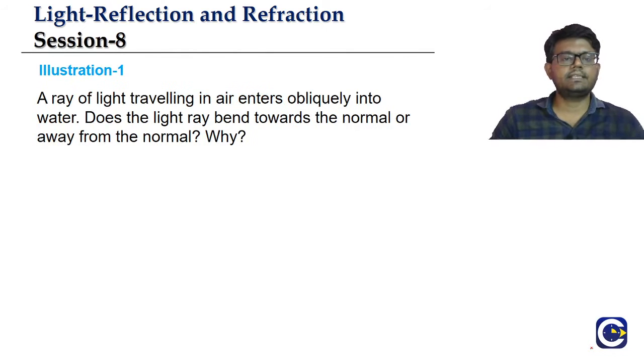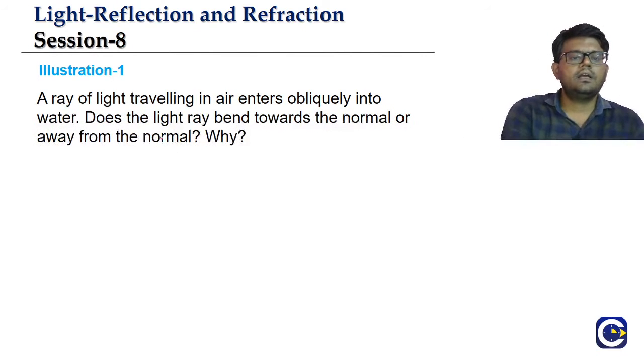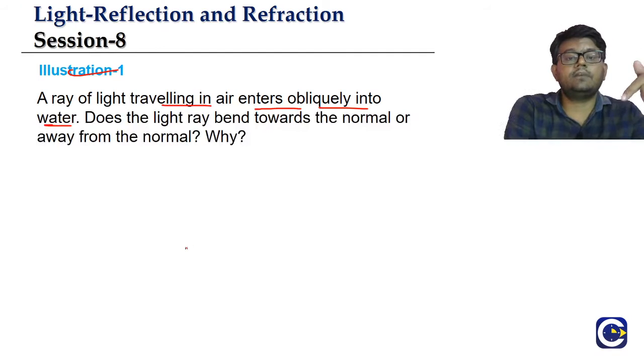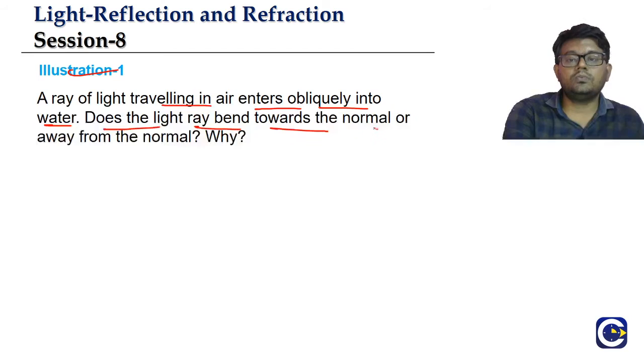Look at this question, guys. These are some of the problems that we have taken from the NCERT and NCERT Exemplar. A ray of light traveling in air enters obliquely onto water. So the ray of light is going from air to water. Does the light ray bend towards the normal or away from the normal?